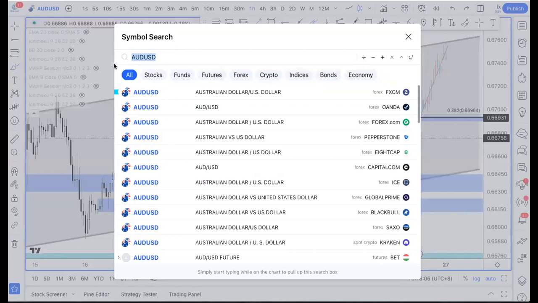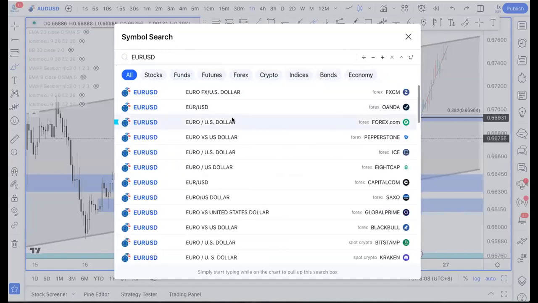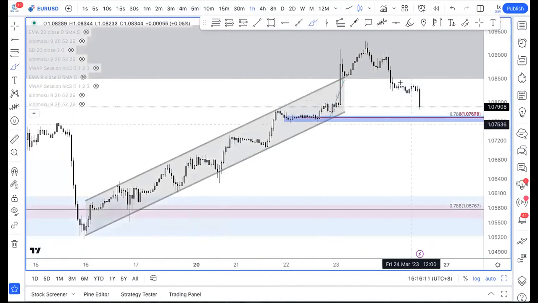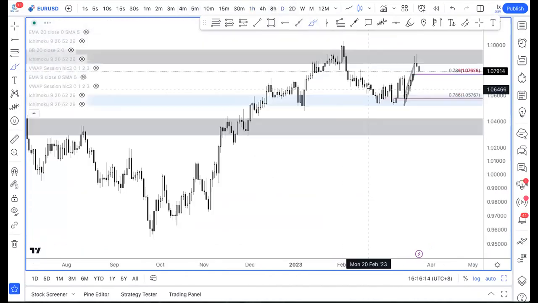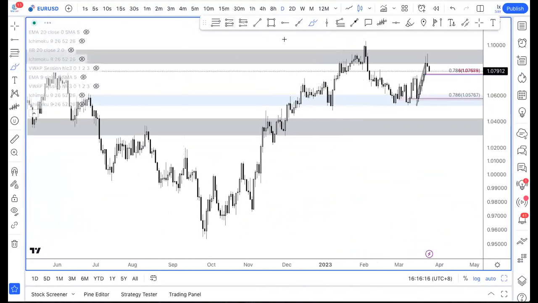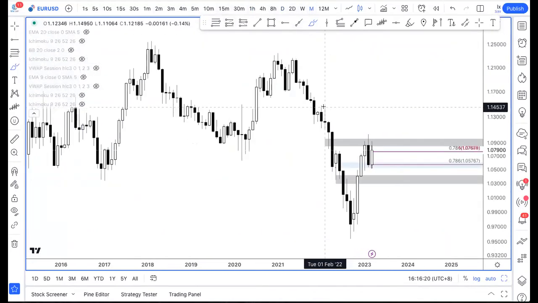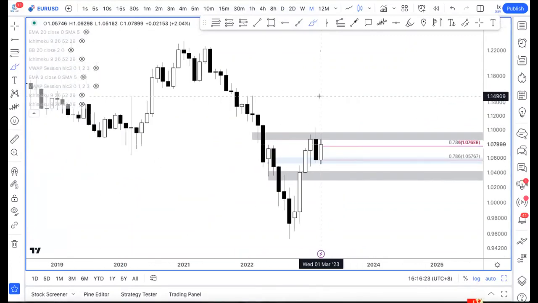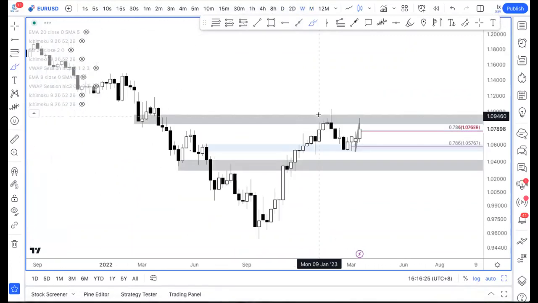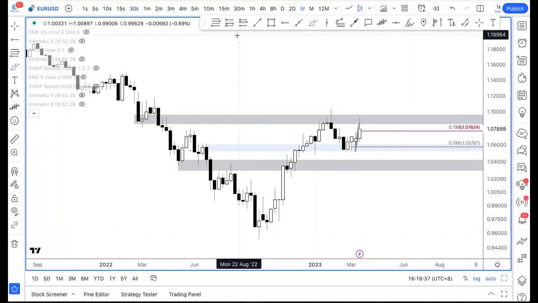Let's take a look at another setup, which is on Euro dollar. You can see Euro dollar, at least on the higher time frame. Let me go back to the monthly or weekly, so that's easier for us to see. On the weekly, the price came into a resistance area, tested the zone, and right now it's pulling back into this region. This is the picture on the weekly.